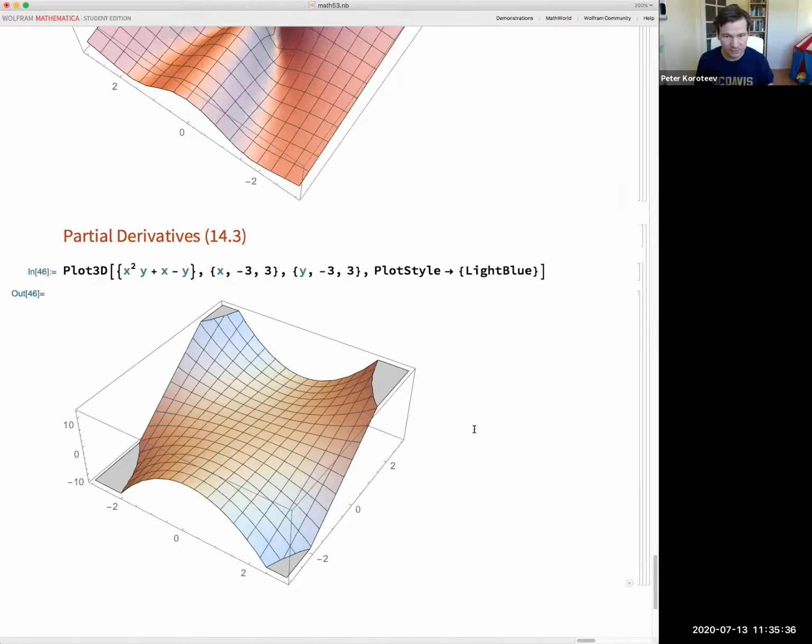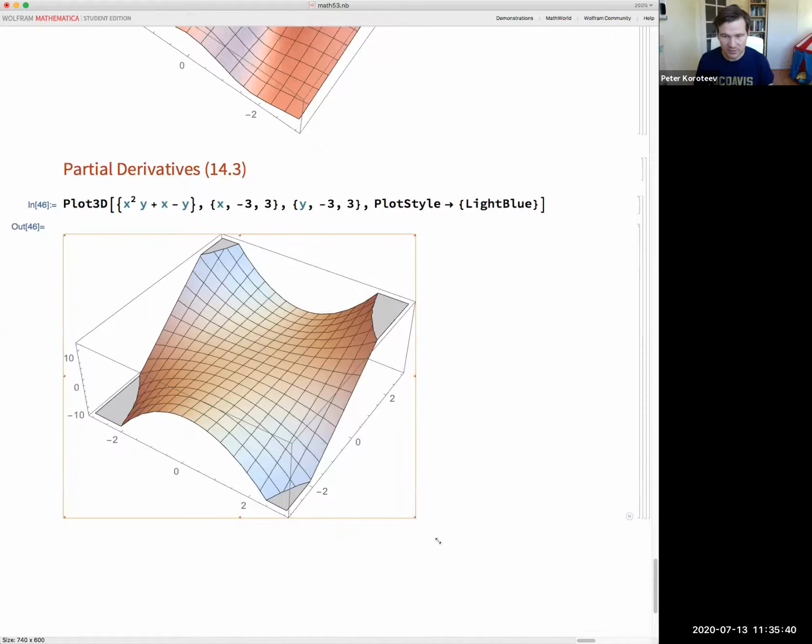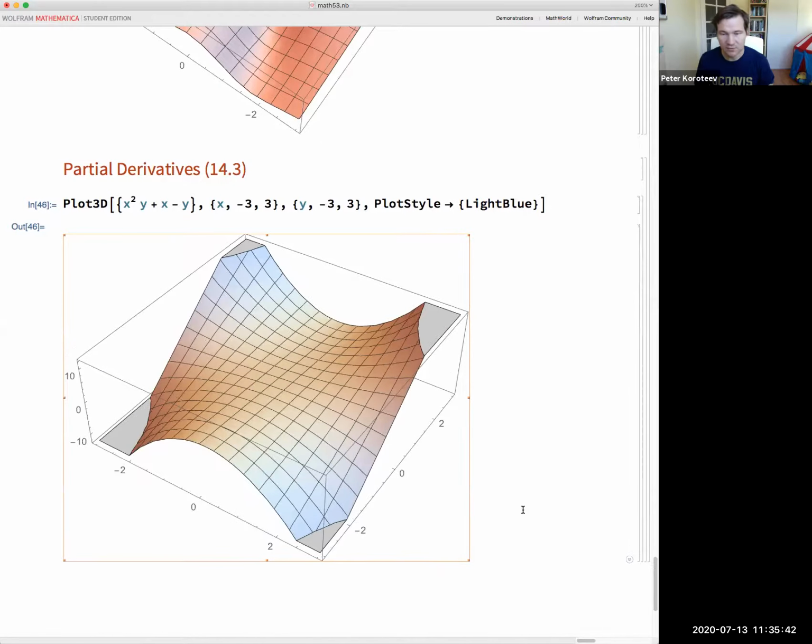Now some of you asked about L'Hopital's rule and how to differentiate things. Well, if you have a function of many variables, there are several things that you can do. You can pretty much differentiate the function with respect to any variable, keeping other variables as constants, as parameters. So let's see how this works here.